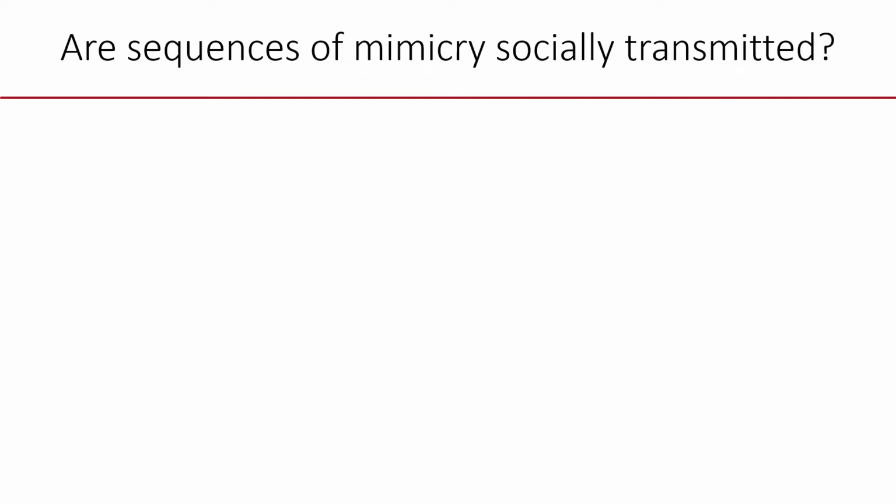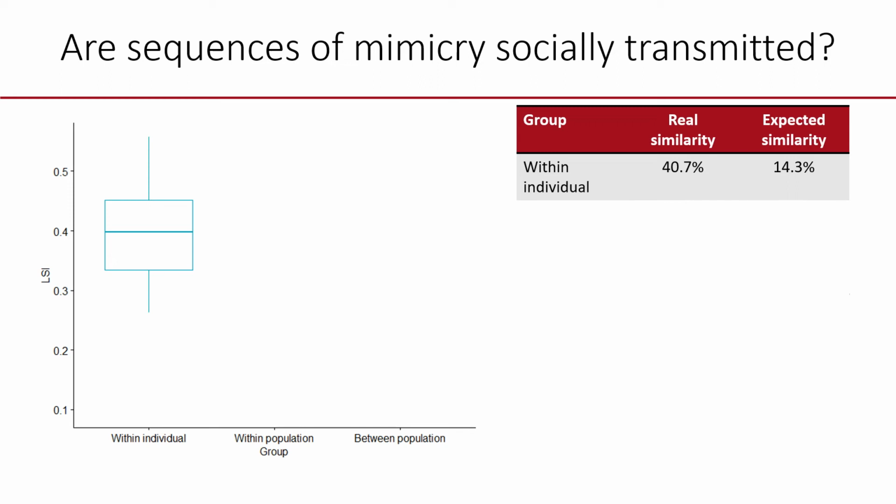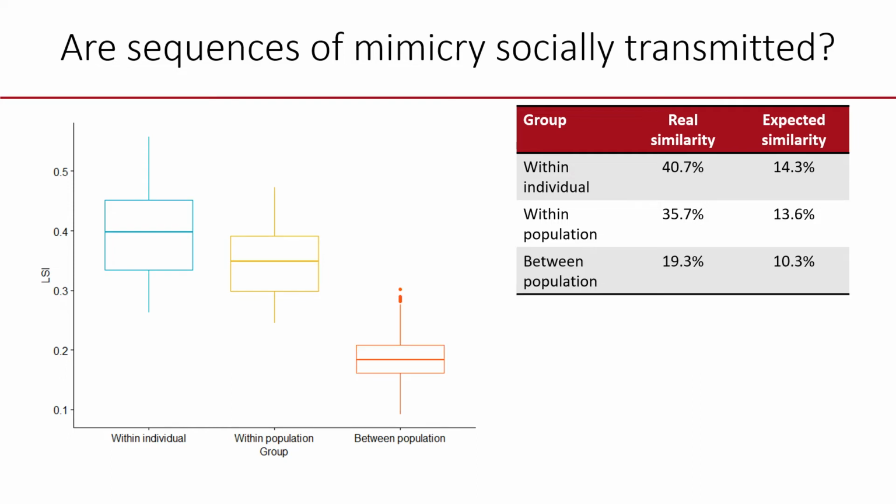How does this change when you look at sequences of different males? Within males, we found similarities of about 40%. Between males from the same location, the similarities were almost as high, close to 36%, which is still significantly higher than expected by chance. When I compared males from different populations, the similarities were much lower, closer to 19%. However, this was still significantly higher than you would expect by chance.